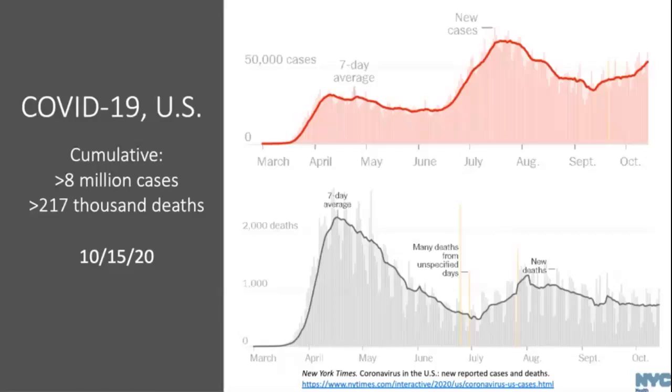Similarly, with deaths, you can see that there was a very large peak of deaths following the first peak. There was a second peak of deaths a couple weeks following the peak of cases in July and August, but deaths remain stable for now on a nationwide level. We've got over 8 million cases cumulatively in the United States and over 217,000 deaths.